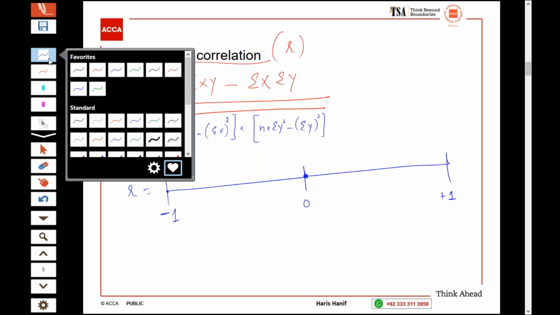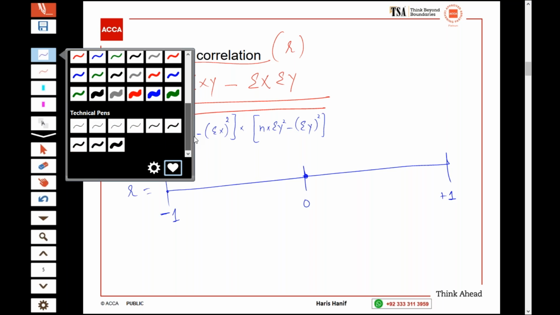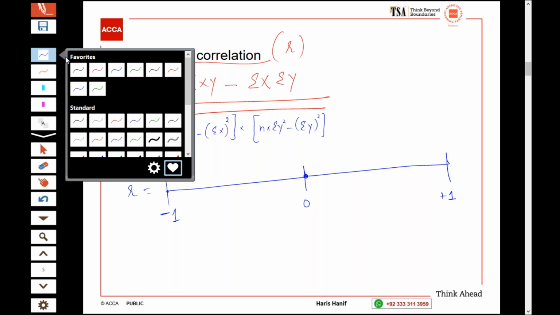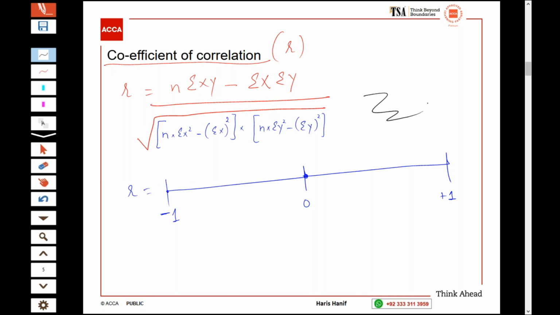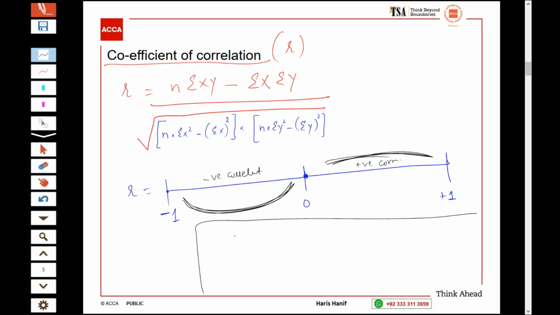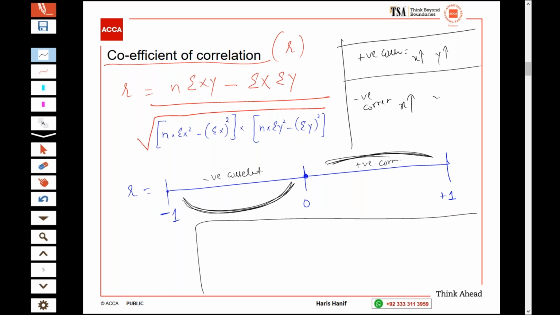If your answer is in this range, that is negative correlation. If your answer is in this range, that is positive correlation. Now, what do you mean by positive and negative correlation? Positive correlation means if x increases, y increases. Negative correlation means x increases, y decreases.